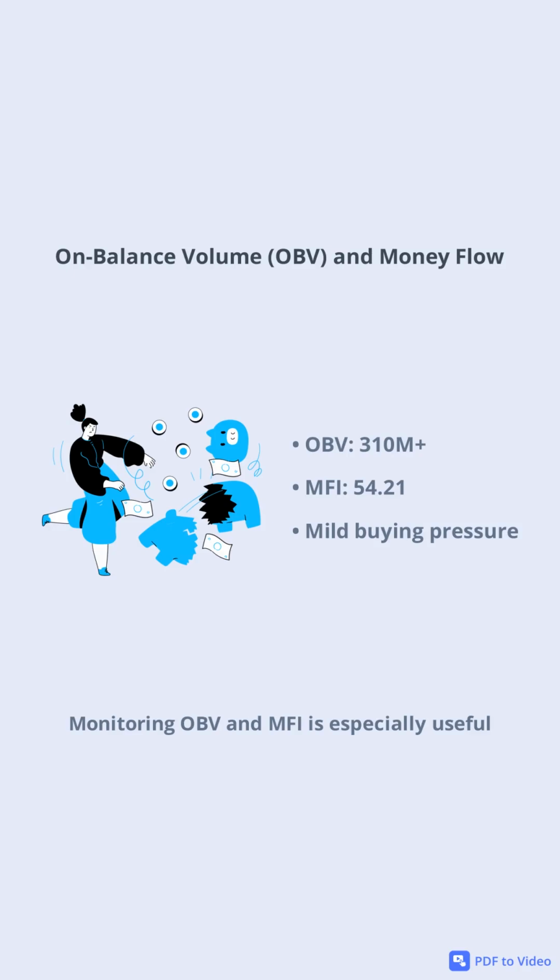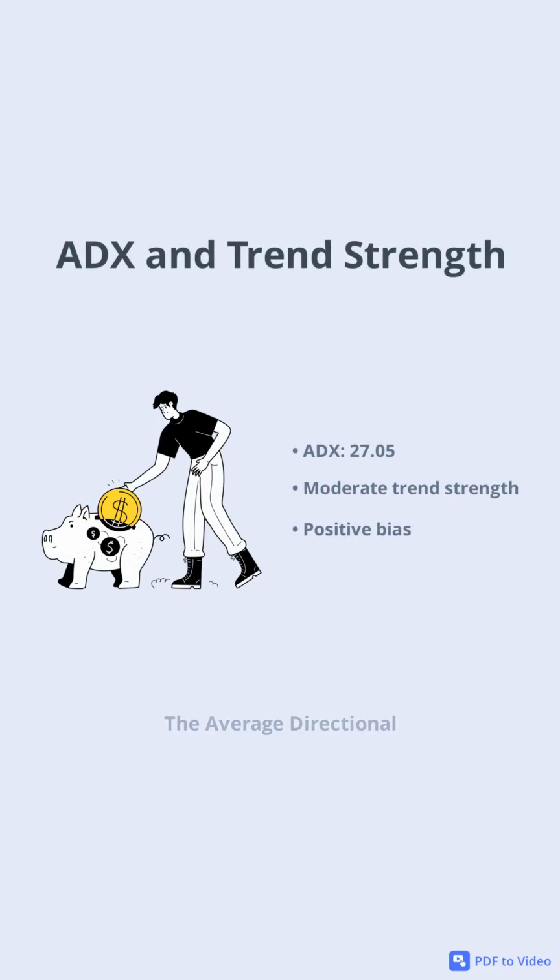Monitoring OBV and MFI is especially useful during periods of consolidation or breakout attempts. The average directional index, ADX 14, is 27.05, indicating a moderately strong trend. The ADXR 14 is 31.39 and DX 14 is 39.41. The plus DI 14 at 34.64 and minus DI 14 at 15.05 suggest that the positive trend is stronger than the negative.